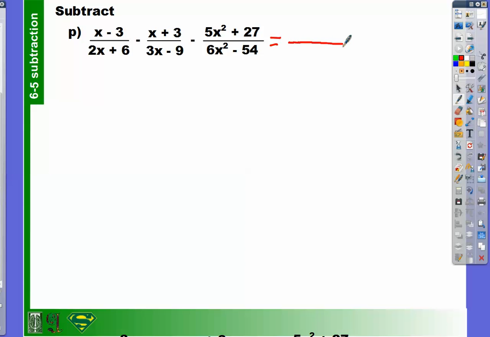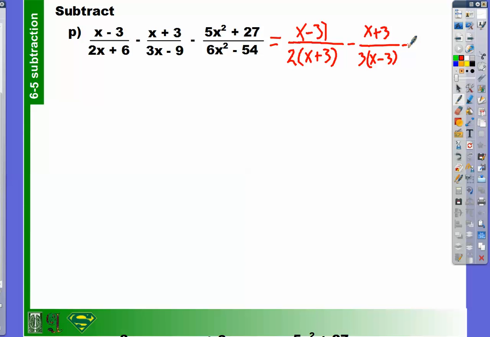So my first fraction, I notice, has a 2 that goes into both of them. So I can factor out a 2 in the denominator, and my numerator stays the same. In my second fraction, I notice in the denominator both of them share a factor of 3. So I can go ahead and factor out a 3. And that will get me the same numerator and a denominator of x minus 3.